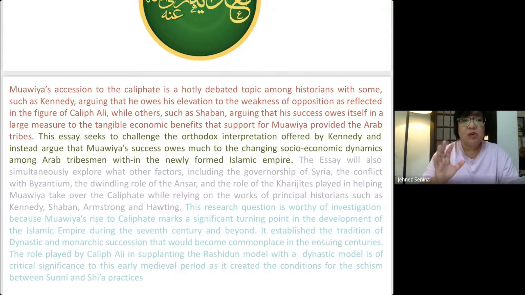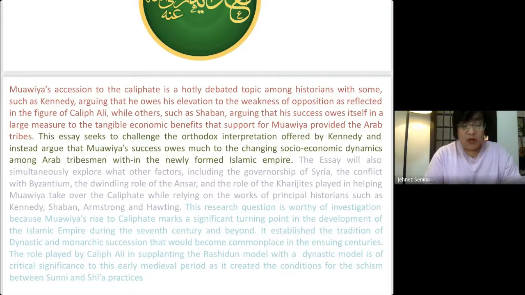And then lastly, this is the most important part of the introduction. This research question is worthy of investigation because Muawiyah's rise to the caliphate marks a significant turning point in the development of the Islamic Empire during the 7th century and beyond. It established the tradition of dynastic and monarchic succession that would become commonplace in the ensuing centuries. The role played by Caliph Ali in supplanting the Rashidun model with the dynastic model is of critical significance to this early medieval period as it created the conditions for the schism between Sunni and Shia practices.